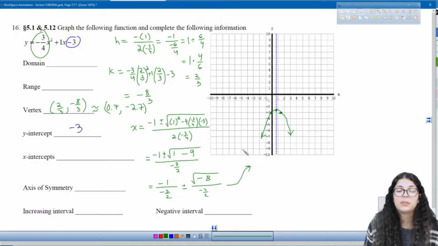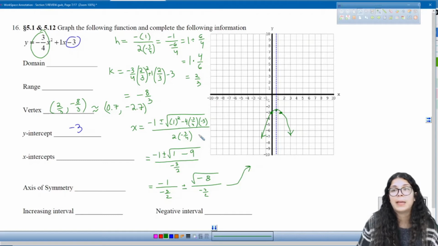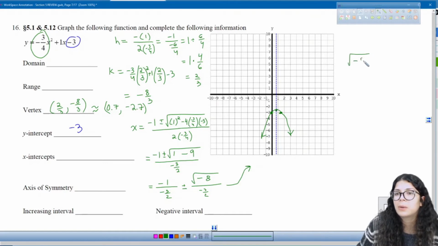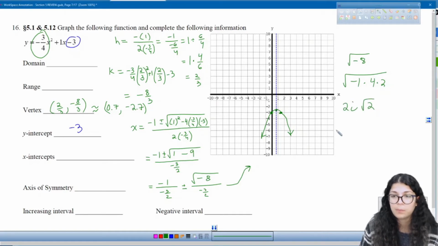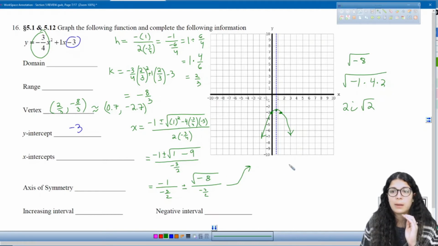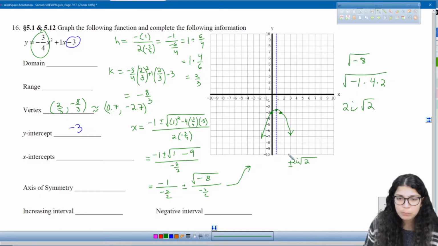And then I need to simplify that. The square root of -8 would simplify, I'll do this here on the side. The square root of negative 8 can be broken up into the square root of negative 1 times 4 times 2, right? Negative 1 times 4 times 2 is negative 8. The square root of negative 1 is i, the square root of 4 is 2, and then the square root of 2 would just stay square root of 2. So the square root of negative 8 is 2i square root of 2.